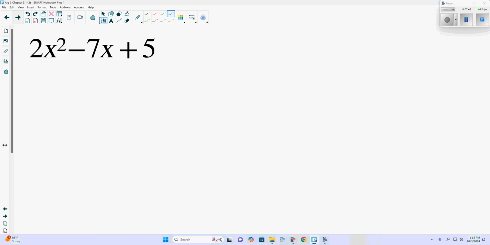So let's look at this one here. 2x squared minus 7x plus 5. Is there a greatest common factor? Technically, there is a factor of 1, but factoring it out doesn't do a whole lot. Two sets of parentheses with three spaces. So the third term is positive, so the signs are the same and match the sign of the middle term. So we have minus and minus.